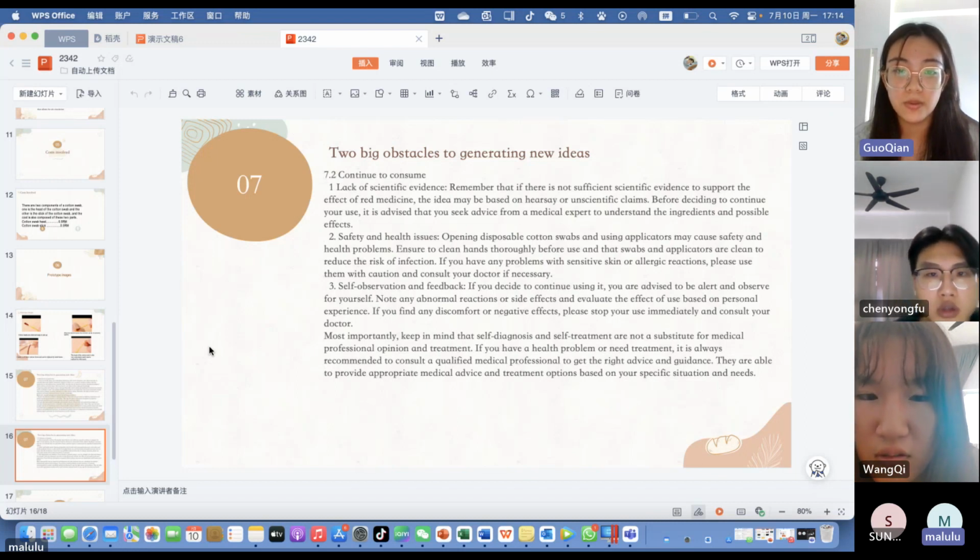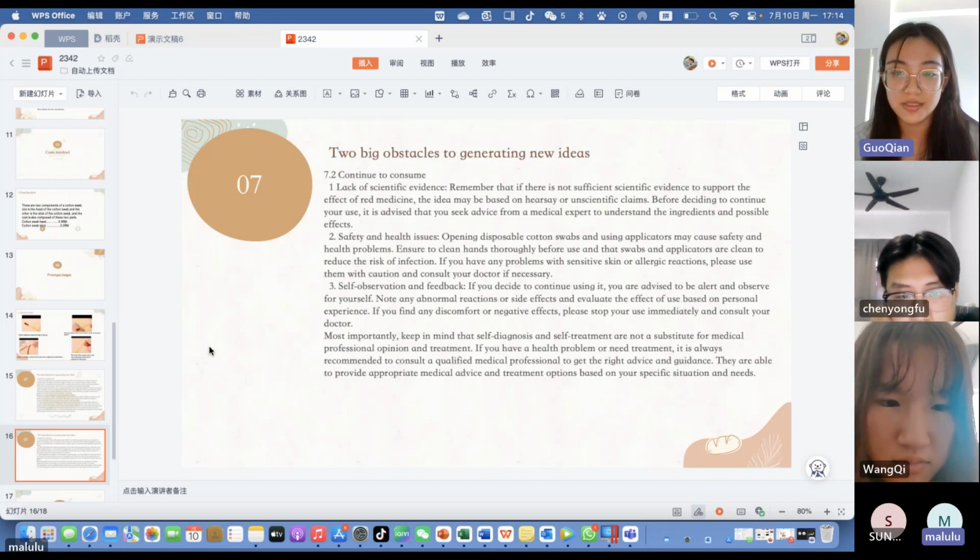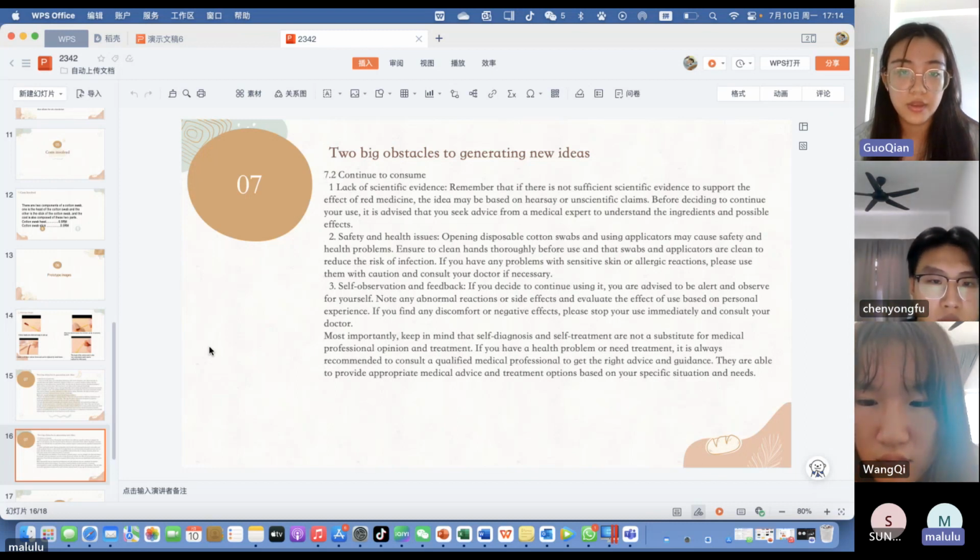Opening disposable cotton swabs and using applicators may cause safety and health problems. Ensure you clean your hands thoroughly before use. Make sure swabs and applicators are clean to reduce the risk of infection. If you have sensitive skin or allergic reactions, please use them with caution and consult your doctor if necessary.